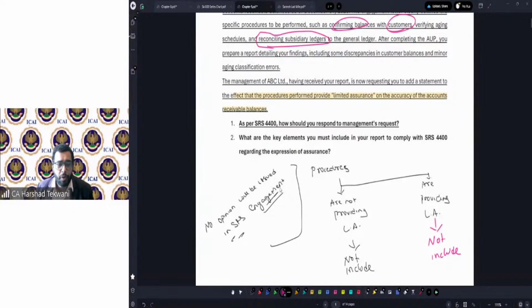Okay. Now the second question. What are the key elements that you must include in your report to comply with SRS 4400 regarding the expression of assurance? So what are those key elements that you must include in your report to comply with SRS 4400 regarding the expression of assurance? Come on, guys. What are those elements or statements that you must include?